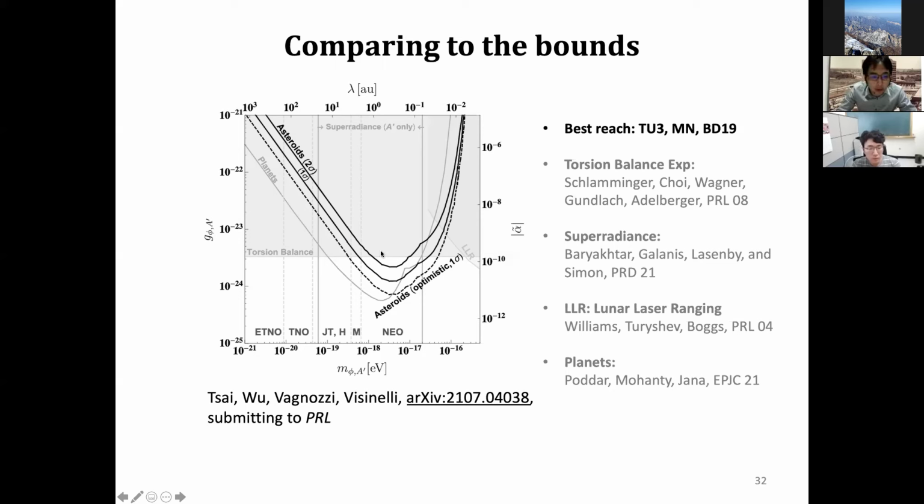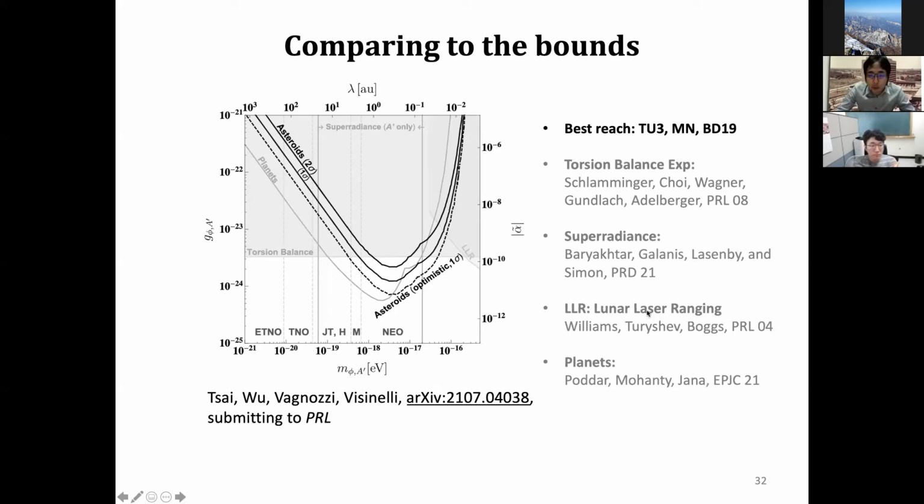And so there's the torsion balance. Surprisingly, we can do better. And there's also superradiance. Superradiance is done by a lot of people, but superradiance only applies to the A prime. It doesn't apply to phi, because the A prime and phi, vector and scalar, are very different for superradiance in this range. So the superradiance bound currently does not apply to the scalar. Also, if you want to study scalar superradiance, you need to understand supermassive black holes very well, and that's not yet been studied very well.